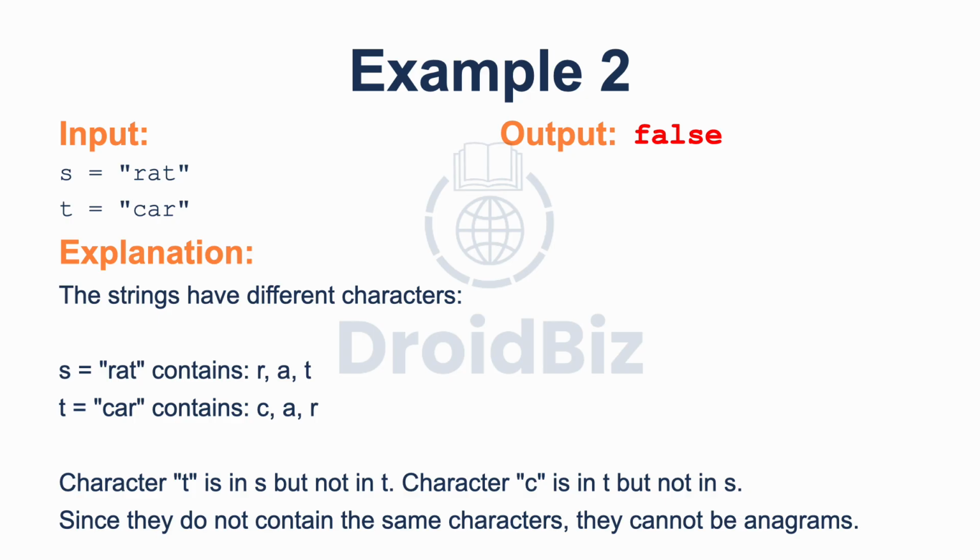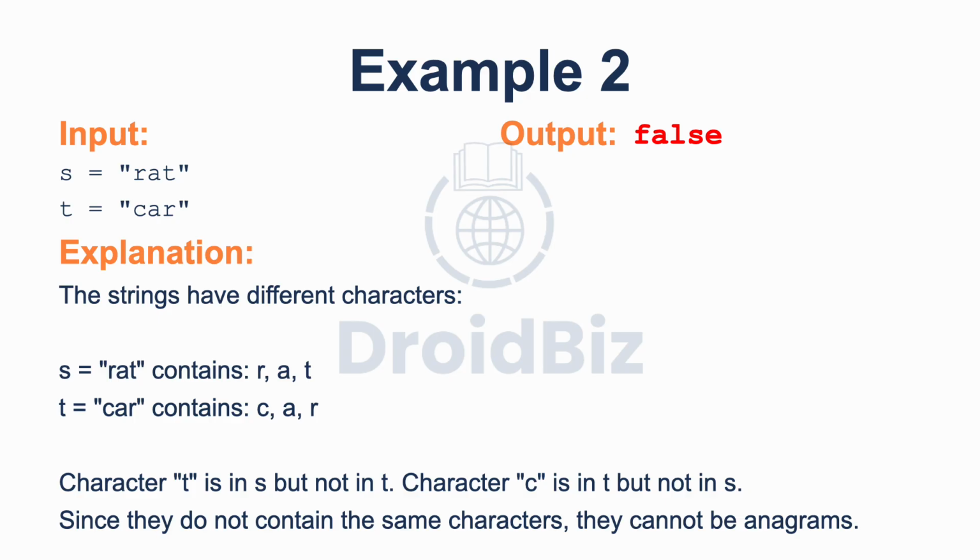We have S equals rat and T equals car. Our output is false. Why is this false? Let's examine the characters in each string. The string rat contains the letters R, A, and T. The string car contains the letters C, A, and R. Notice that the character T is in S, but not in T. Also, the character C is in T but not in S.